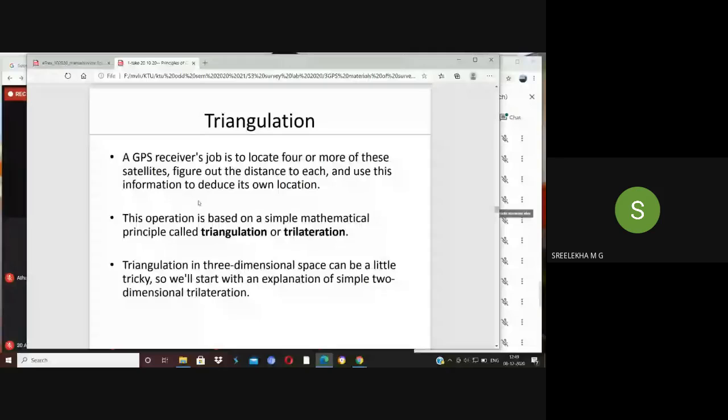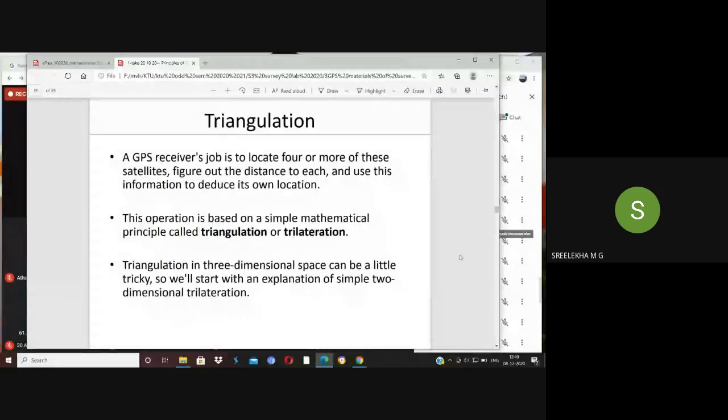Okay. So counting the location with respect to the different satellites, this process is called the trilateration process. Okay, triangulation, or it is also called the trilateration process. So what is the trilateration process?